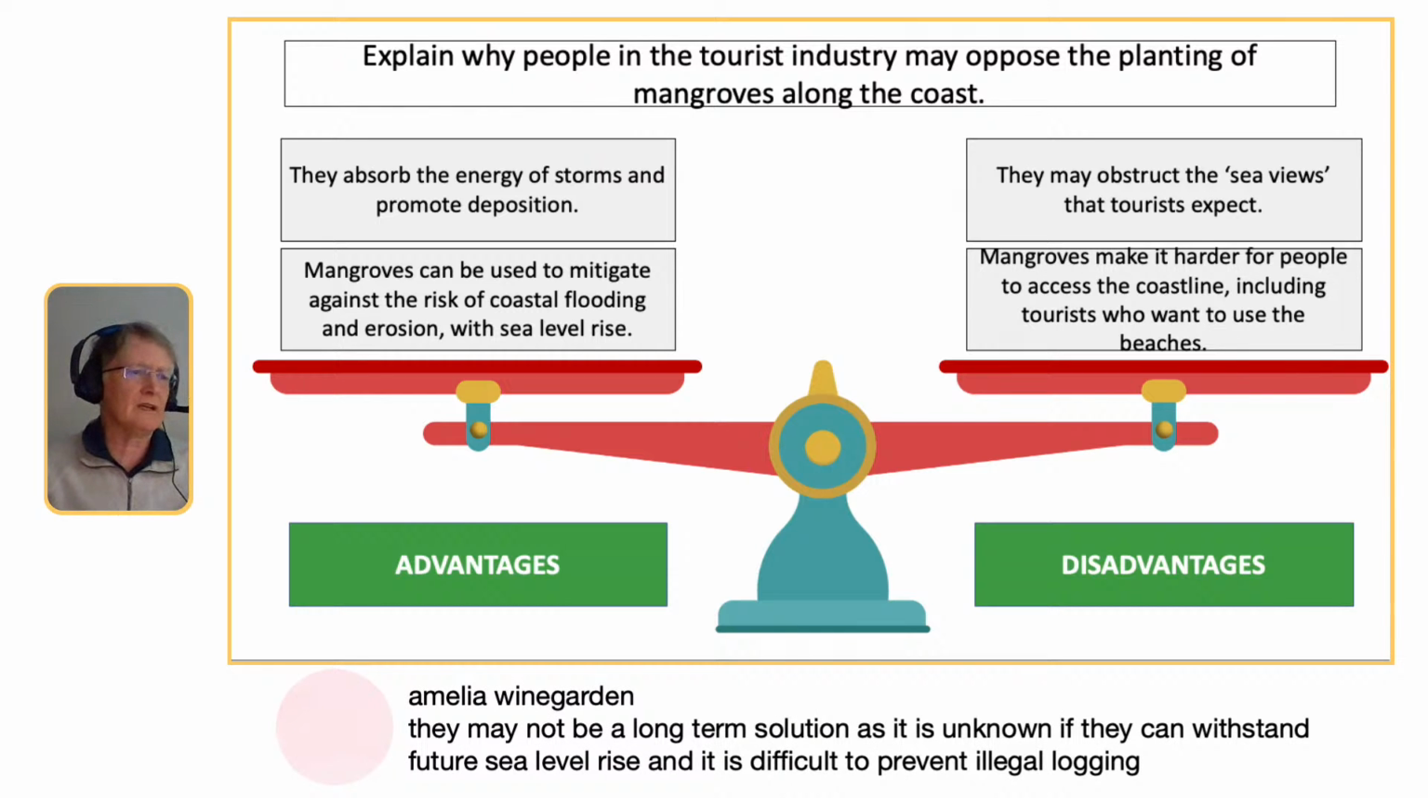So that could be a question that might be something like, explain why the people in the tour industry may be in favour of planting the mangroves along the coast or not. That's the kind of question.